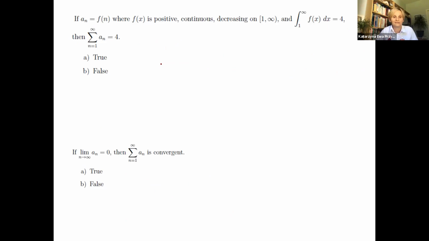Now let's look at this. True and false questions. I might ask you again; doing the optional quizzes, you probably saw the format. a sub n corresponds to a function f of n, where f of x is a positive, continuous, and decreasing function. That's the condition for the integral test on the interval from 1 to infinity. If the improper integral from 1 to infinity of f of x dx equals 4, then the corresponding series is also 4. Do you think it's a true statement?